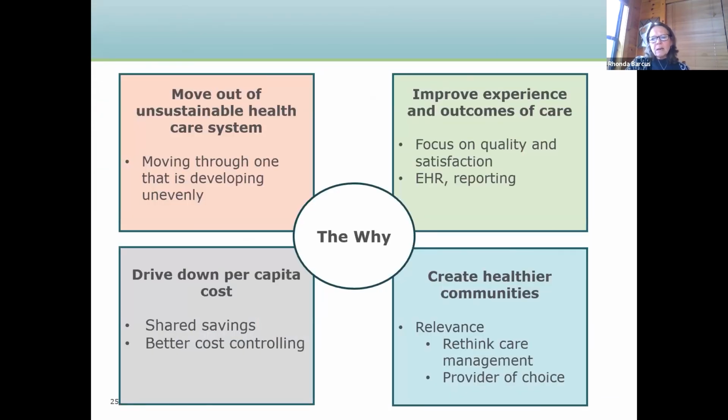And then this can be another one for staff. It's just the basics of why we're doing this, because we have to move out of an unsustainable healthcare system. It's important to improve experience and outcomes, drive down per capita costs, create healthier communities.